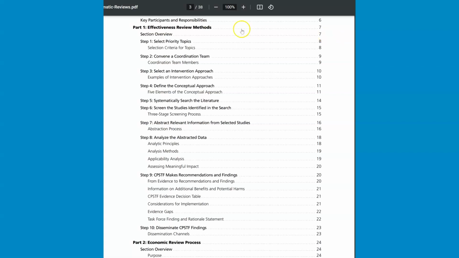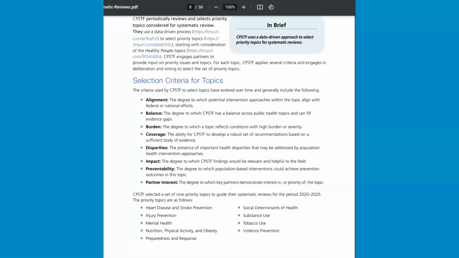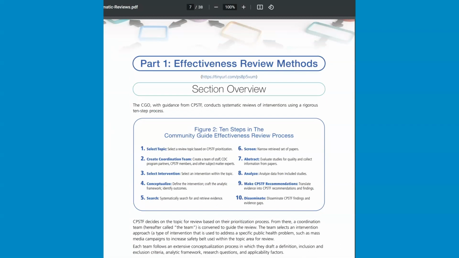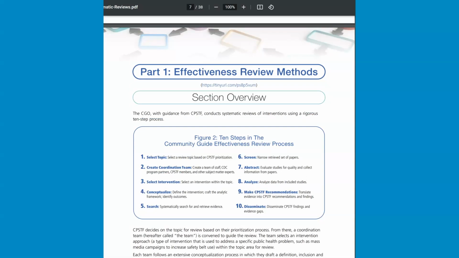Then you go through, so continuing onward with the number of steps to the 10 steps in community guide effectiveness review process. I talked about selecting the topic, selecting a review topic based on CPSTF prioritization, and then creating a team. That's important, number 2. And then third, selecting an intervention. Selecting an intervention within the topic.